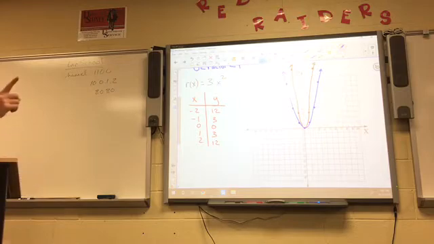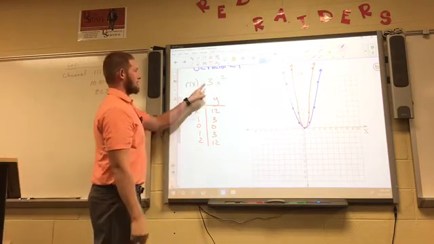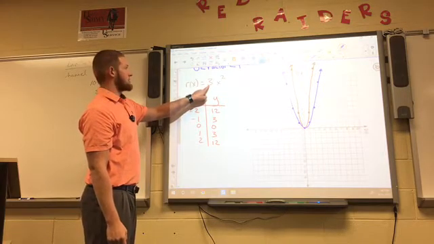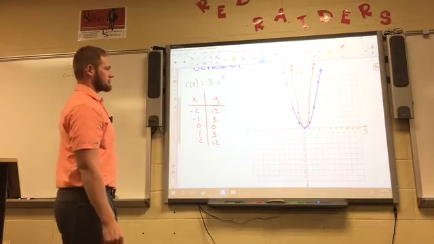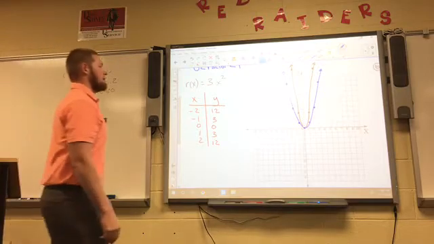Okay, that's one way to tell just by the fact that it's inside the parent function. Another way, that number's bigger than 1, right? So it has to be a vertical stretch. Okay. We'll do another one.